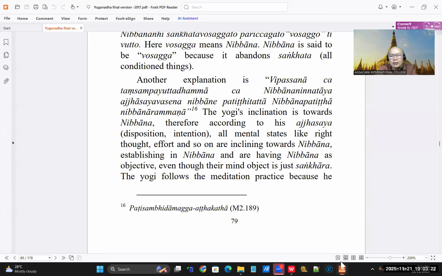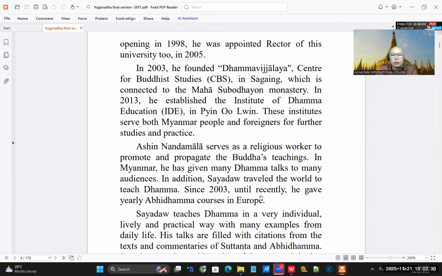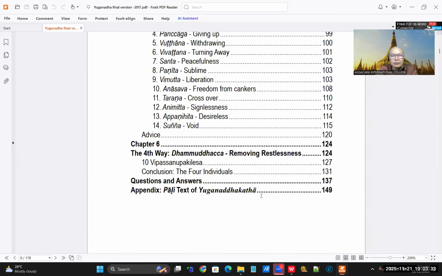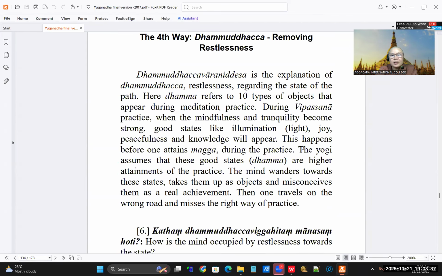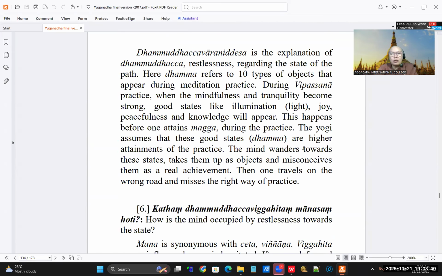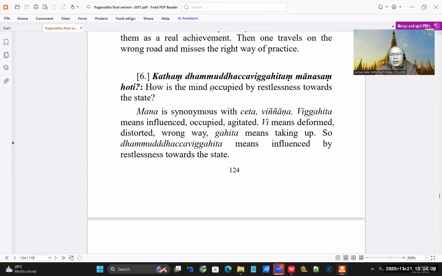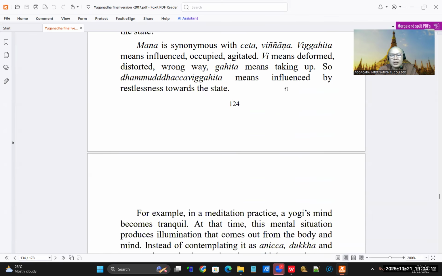Now, what kind of defilements? Right? This is something that all those who want to be good in vipassana should know. There are 10 kinds of upakkilesa. This kind of thing happens when you have very good concentration, when your mind is very pure. Then at that time you have very good experiences, like light, joy, peacefulness, knowledge. This is before you attain magga. But because they are very good experiences, the mind thinks of them as real. So then they stop meditating, right? So that's why in Pali they call it Dhammuddhacca Viggahita, right?